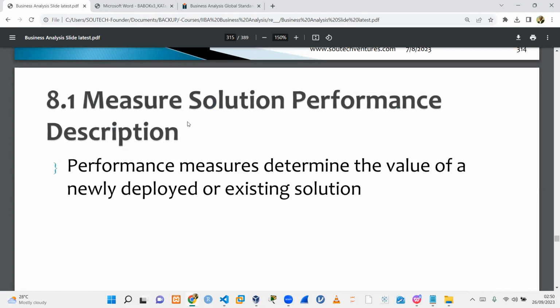So measuring solution performance is to look at the value of a newly developed or existing solution. Understanding these things is very key, because after this series, I'm going to be running another series where I'm going to be looking at some case studies, looking at the tools and techniques, and see how we can adapt them to different scenarios. We might be applying it to tech, to healthcare. We can be applying it to business. We can be applying it to different niches. But it's good you understand the concept, so that when you start using any of the techniques, it makes a whole lot of sense to you.